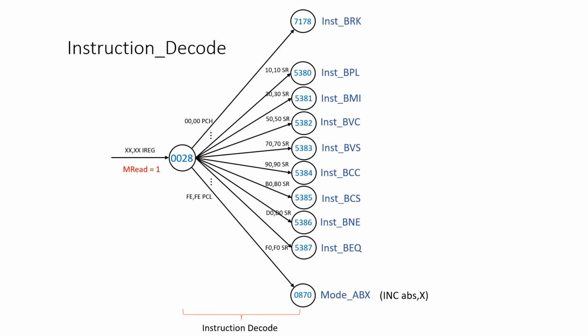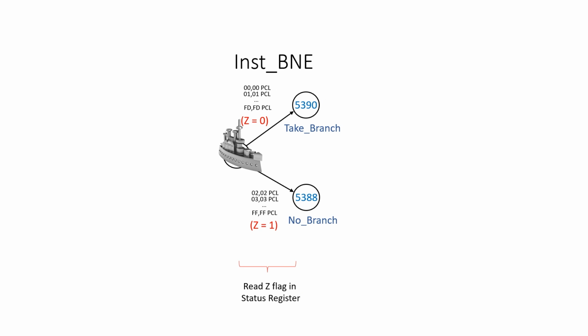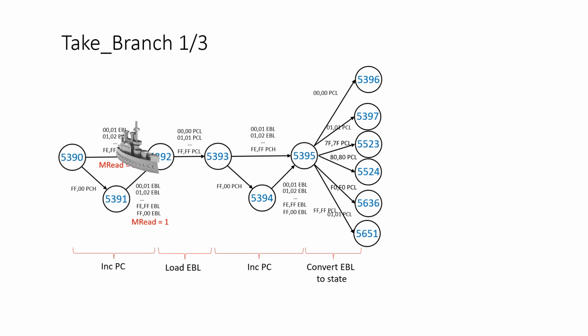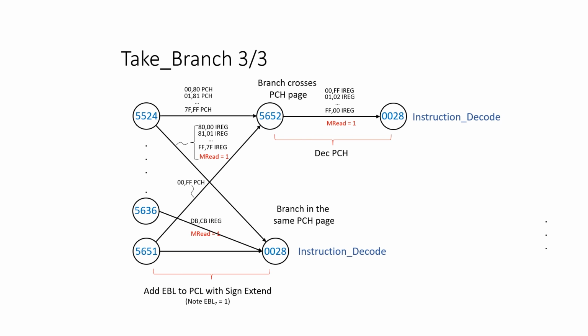Now let's step through the states with our model and take note of the states that we go through for the BNE instruction. We take the branch, then we increment the PC, load EBL, increment the PC again, then convert the EBL value into a rule number. Then, by reading the PCL and having different write values per arc, we can essentially perform an addition by enumerating all the possible combinations of EBL and PCL, and assigning the write value to be their sum. What this means is the rulebook contains a big addition table. Then finally, we assert mread and go to rule 28.